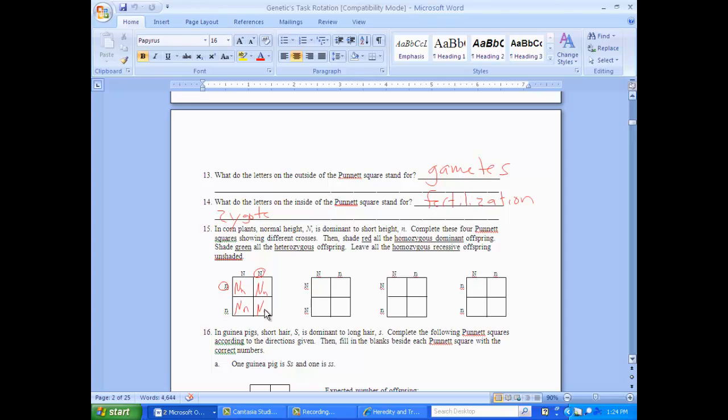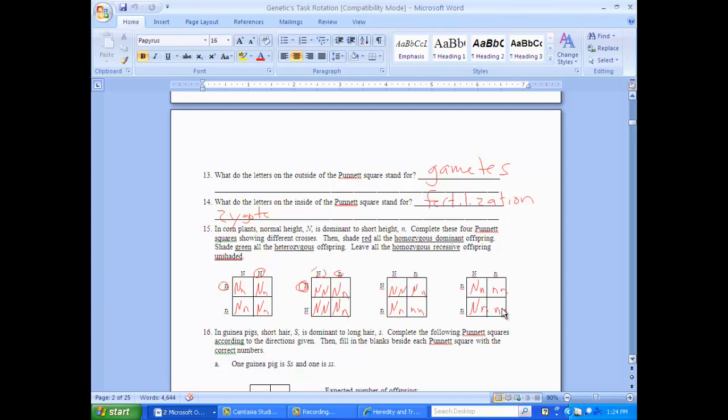I'm not going to do the shading. I'm just going to go through and do the crosses. So if this sperm fertilizes this egg, we are going to have homozygous dominant. If this sperm fertilizes this egg, we are going to have heterozygous. Homozygous dominant, heterozygous. Going over here, big N, big N, big N, little n, big N, little n, little n, little n. Going to the fourth one, big N, little n, little n, little n, big N, little n, little n, little n.